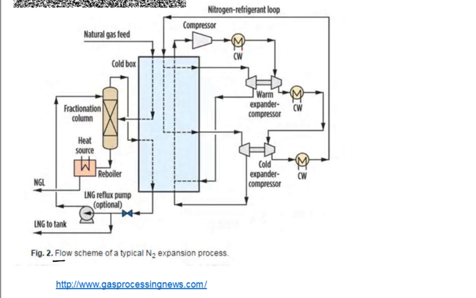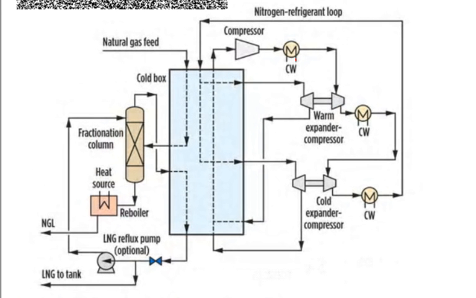Here I wanted to get to typical flow schemes out of that gas processing news article of a typical nitrogen expansion process. All right, it looks pretty complicated, but we can step through. What comes in up here? Natural gas. Let's just follow it. It comes here. This is a column, a fractionation column.